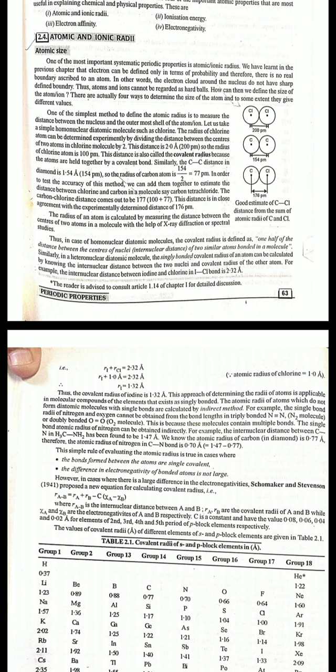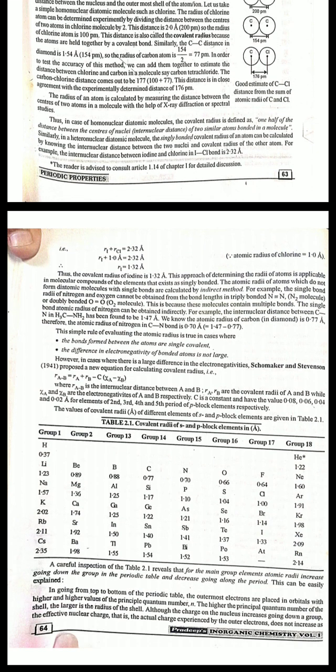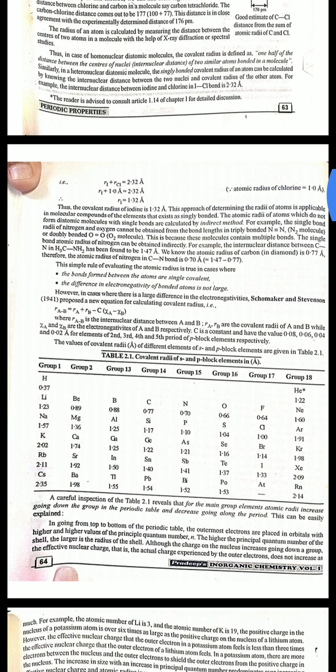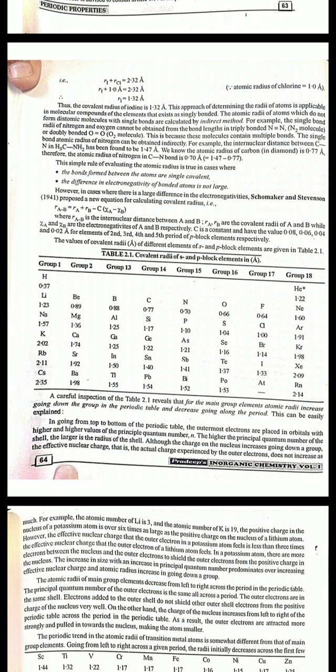For example, the internuclear distance in the I-Cl bond is 2.32 angstrom. R iodine plus R chlorine is equal to 2.32 angstrom. R_I plus 1 angstrom is equal to 2.32 angstrom. So R_I is equal to 1.32 angstrom. Thus the covalent radius of iodine is 1.32 angstrom. This approach of determining the radii of atoms is applicable in molecular compounds of elements that exist as single bonded.